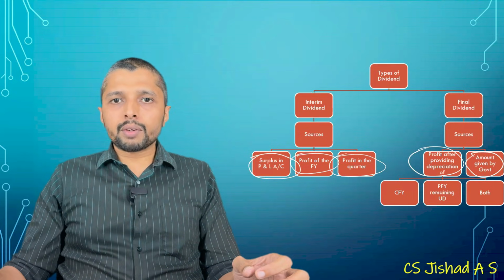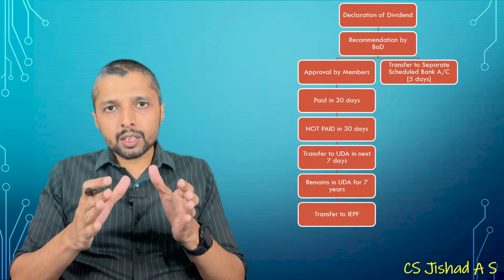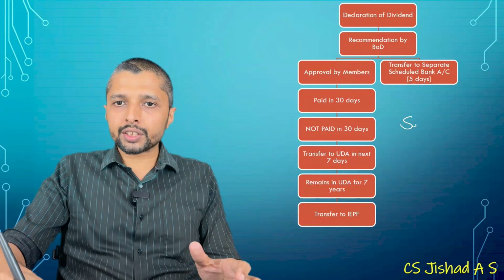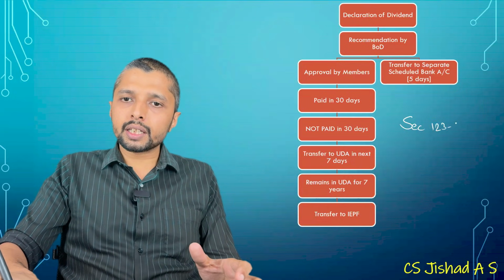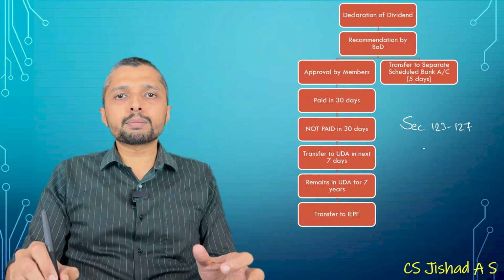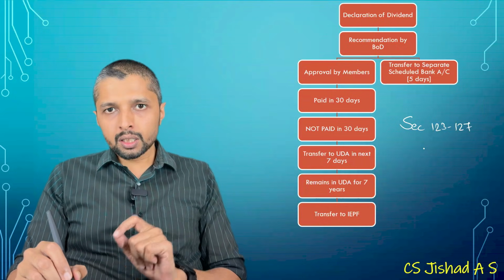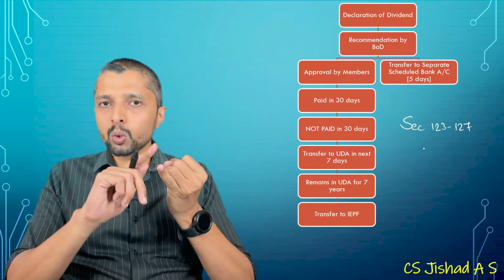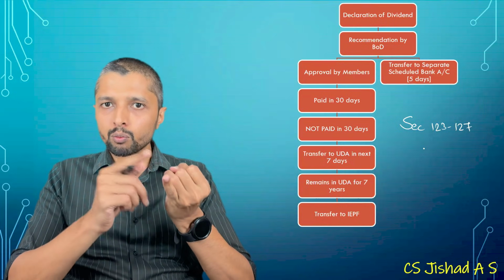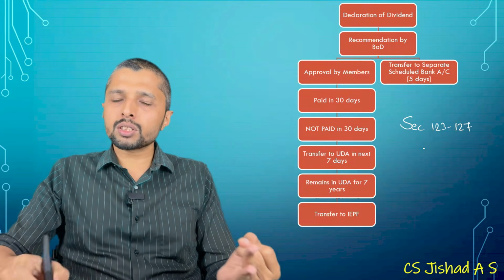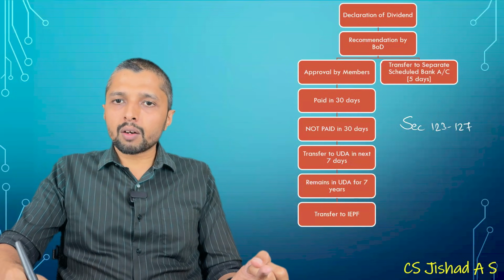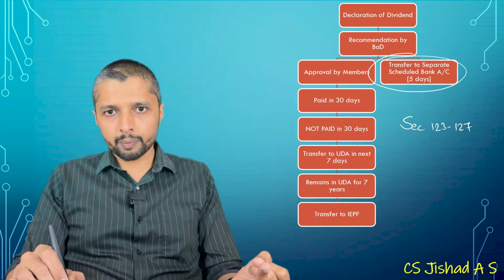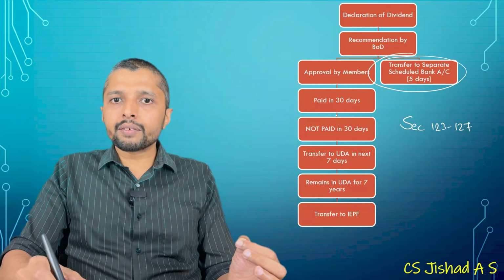Then when we are discussing the flow chart of the dividend, the entire chapter of dividend covers sections 123 to 127. With respect to the process flow of declaration of dividend, the board will be recommending the rate of dividend which will be approved by members. Within 5 days of declaration, it has to be transferred to a separate scheduled bank account. Within 30 days, the dividend has to be paid.